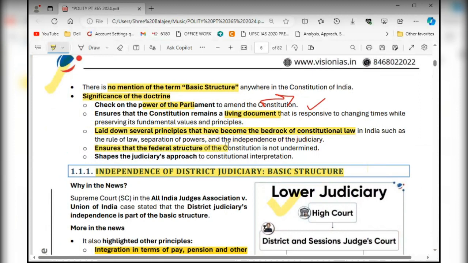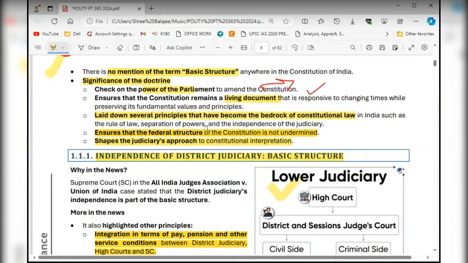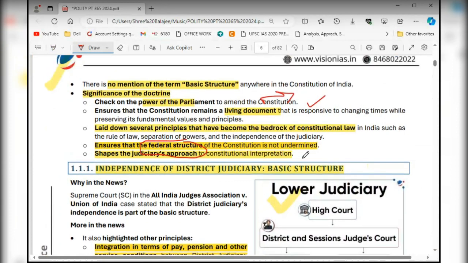And then it ensures that the federal structure of the constitution is not undermined, and shapes the judiciary's approach to constitutional interpretation. So it ensures that the federal structure of the constitution is not undermined. Now, first of all, we should know what the federal structure is. So what is federal structure?